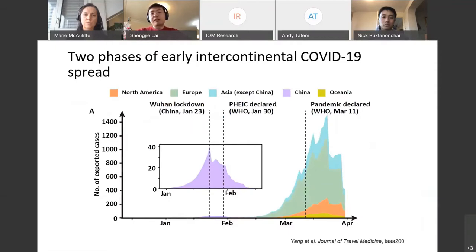Here is one example where we use this model and international population mobility data to estimate how many travelers infected with this virus potentially transmit the virus between countries. We can see two peaks here in the early stage of this pandemic. The first peak might be more travelers from China spreading this virus, and the second and bigger peak is the virus being exported from other continents.